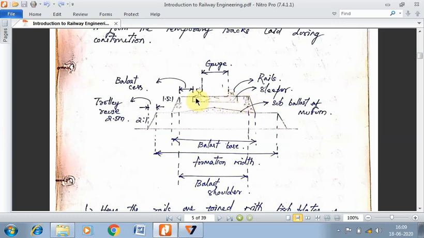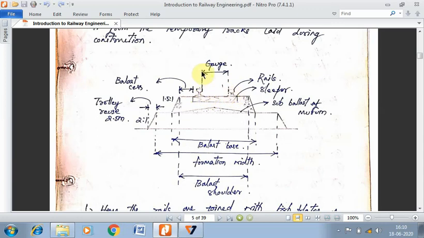Now within this ballast you will be sinking in the sleepers. These are the transverse members which will be holding the longitudinal members called rails, and these rails are the ones that actually give a platform for the vehicles to move upon. So this is the path. These are called rails. Typically they are I section metallic members, the composition and specification of which we shall be discussing in the later part.